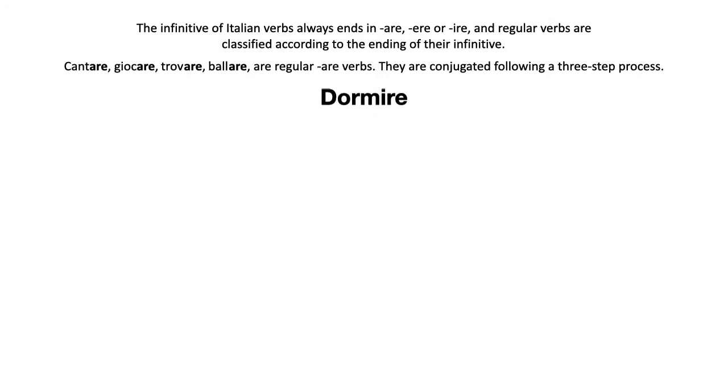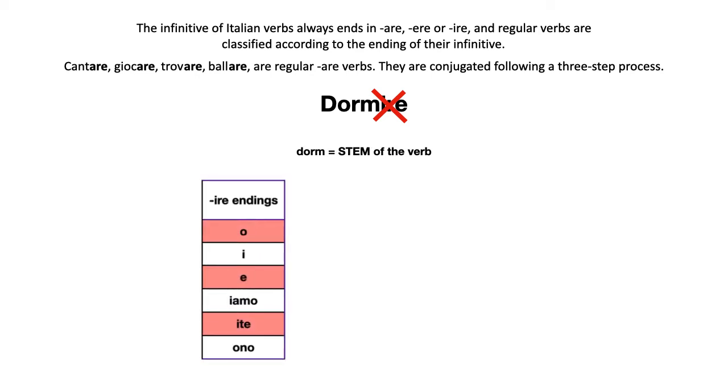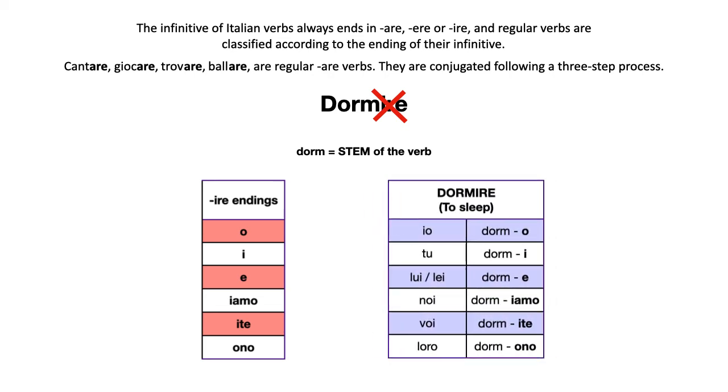Let's look at a regular ire verb, like dormire. Let's get rid of the ending as usual. So in order to obtain the stem, in this case our stem is dorm, and then we add, of course, the ire endings because this is an ire verb. So the conjugation goes io dormo, tu dormi, lui, lei dorme, noi dormiamo, voi dormite, loro dormono.